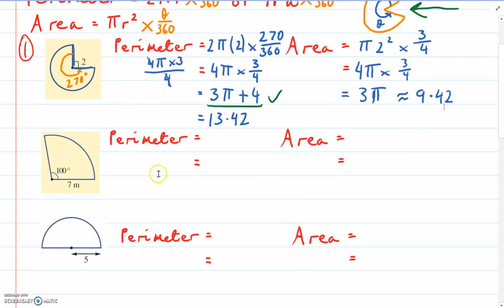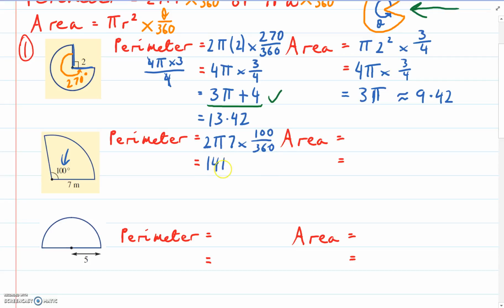Okay, let's have a look at a smaller sector here. So 100 degrees, we're not working with a quarter or a half or anything like that in this circle. So we do need to use our formula. So 2 pi, that is a 2, times 7. And we need to times it by this internal angle here. So by 100 over 360.